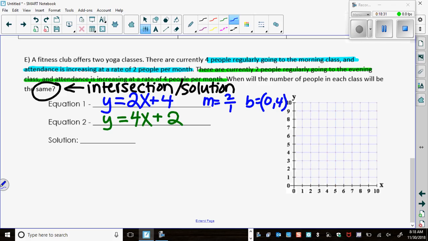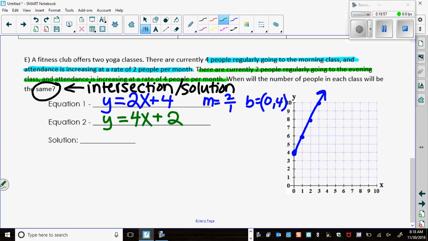So let's look over here. Starting location is 4. And my slope is rise 2 over to the right 1, rise 2 over to the right 1. And let's see. The next one, actually, let me continue my line. I'm going to put arrows because you never know, it could be increased past 10 people.